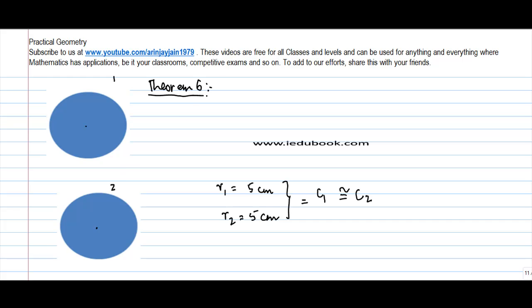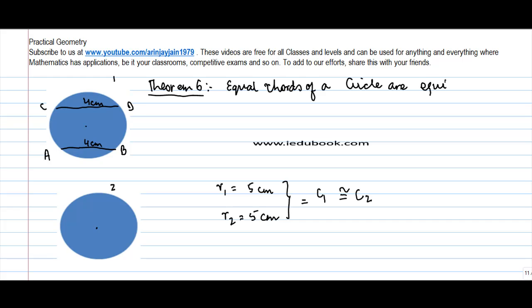Now theorem 6 says that if you draw two chords, let's say AB, CD, and let's say both these chords are 4 centimeter, 4 centimeter. Theorem 6 says that equal chords of a circle are equidistant from center.